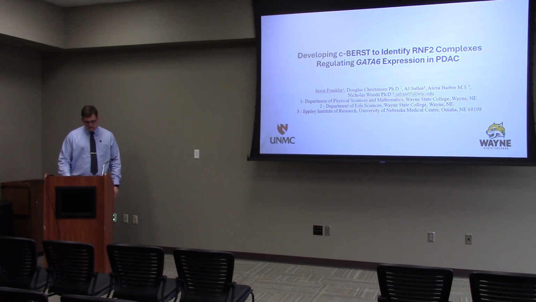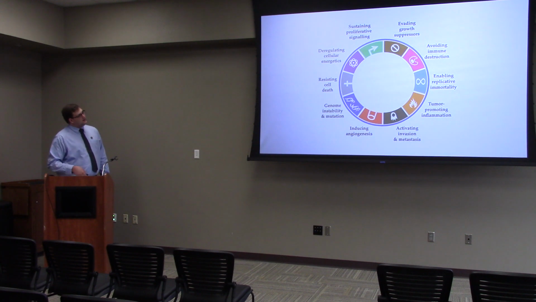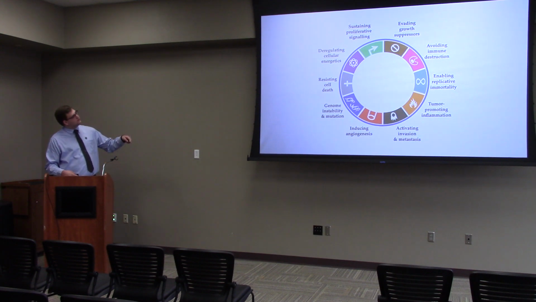When the system stops working and the cells begin to grow uncontrollably, the mass of fast-growing cells is then called a tumor. Tumors can be either benign, or non-cancerous, or malignant, which are cancers. And there are 10 things that define what a cancer cell is. I am going to go through all 10 of these just briefly here.